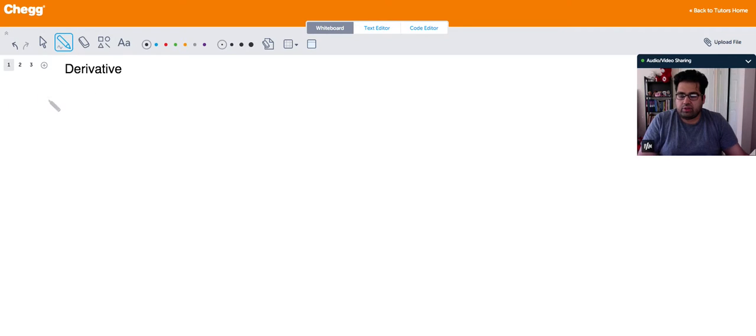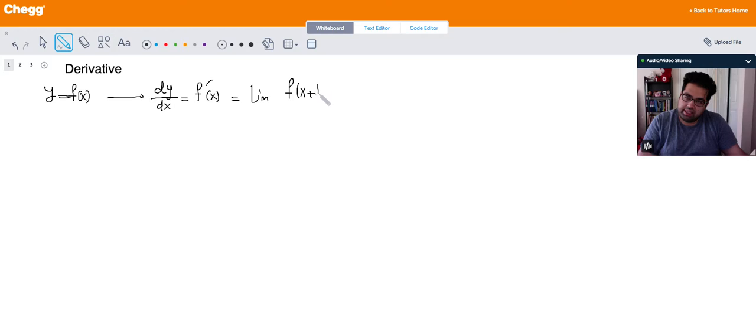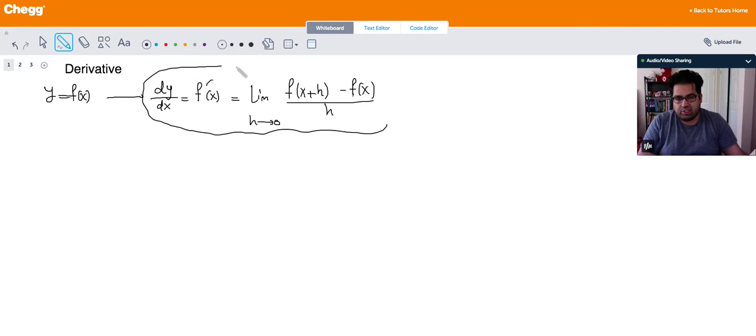Now in order to calculate this, if we have a function y equals f of x and we are looking for dy dx, which is basically f prime of x, that's equal to the limit of f of x plus h minus f of x over h as h approaches 0. So this is called the limit definition of the derivative, and that's the main formula that we use to find the derivative of any function.